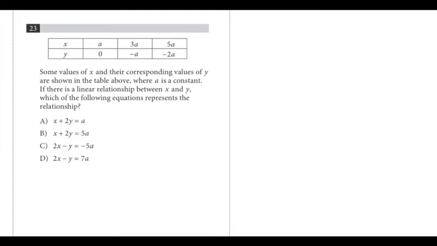So let's plug in the easiest one first, and that will be this point here, this a, 0. If you plug in a and 0 into each of the answer choices, let's look at answer choice A here. If you plug in a for x, you would have a, right? Plus 2 times, this is the y value, 2 times 0, which is just 0, and that equals a plus 0, which is just a, and that works.